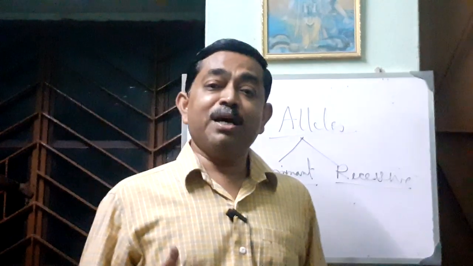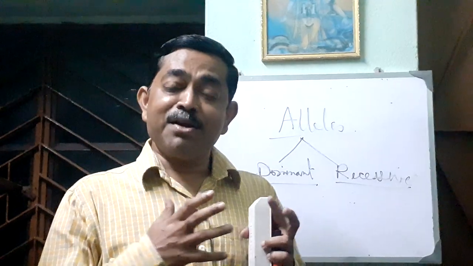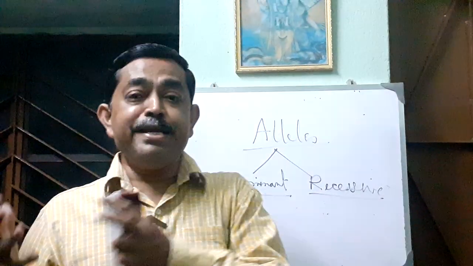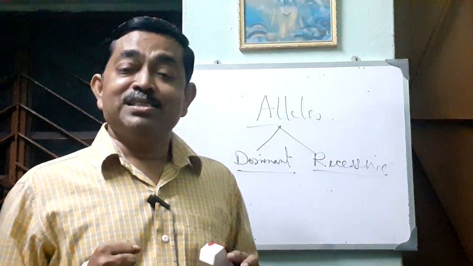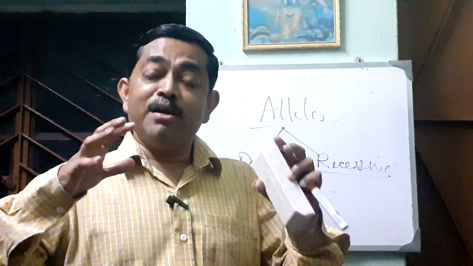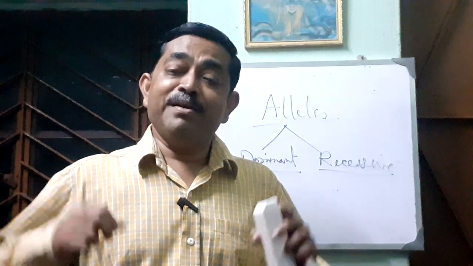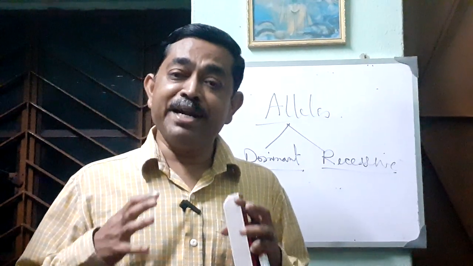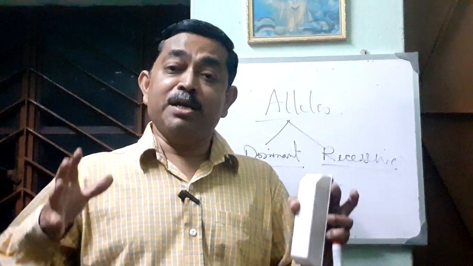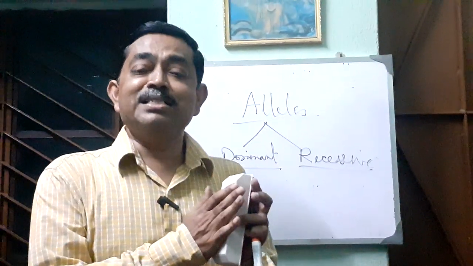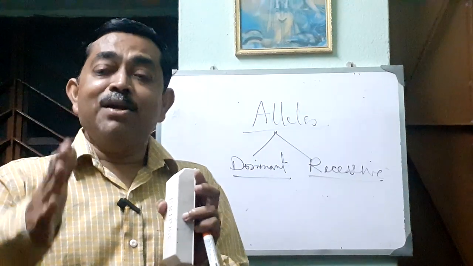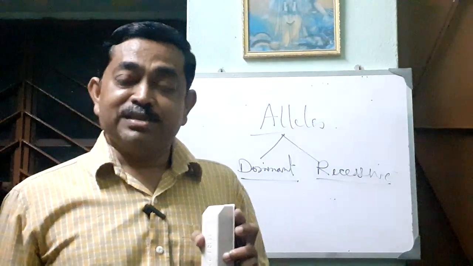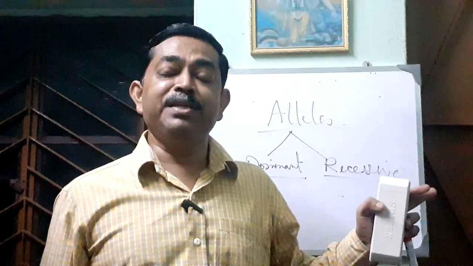In our case, eye color may be dark or light, and our blood group may be A, B, and so on. Right-handedness is dominant over left-handedness. We find very few people who are left-handed; generally right-handedness is more in number. So right-handedness is the dominant phenotype or dominant allele over left-handedness.